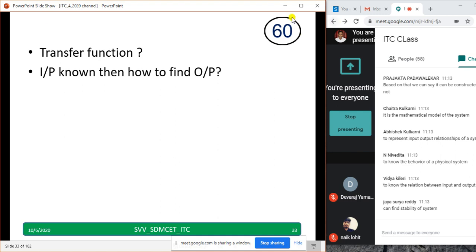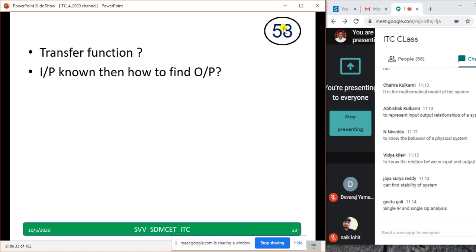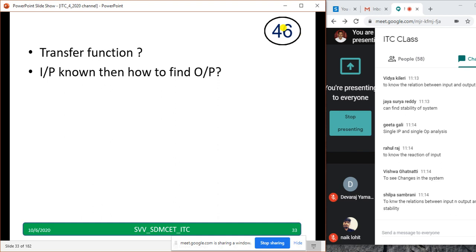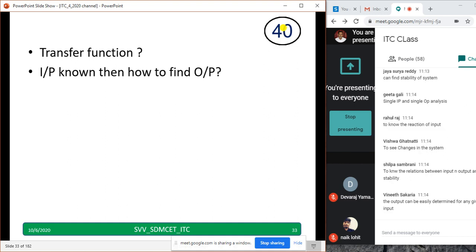So again, I am giving the clue. You know the input. Agita is typing single input, single output. To know the reaction of the input, here Rahul Raj has told something. Very good. To see the changes in the system, Vishwa is telling. Shilpa Sambrani, to know the relationship between the input and output and stability. Okay, any other thing? Answer is on the slide.